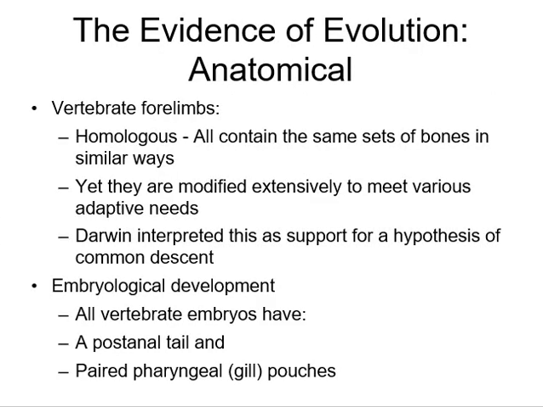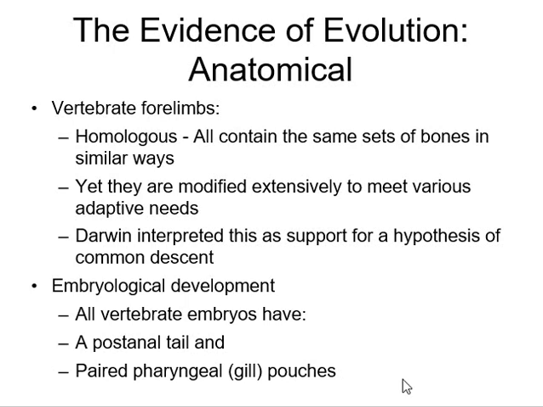Anatomical evidence. We can look at that. There are what are called homologous structures. Homologous structures basically have the same set of bones in similar ways. They're modified extensively to meet different adaptive needs. You can take the flipper of a whale and the leg of an antelope, and they both have the same number of bones in the flipper and the leg. It's just they're shaped differently because the animals live in different environments.